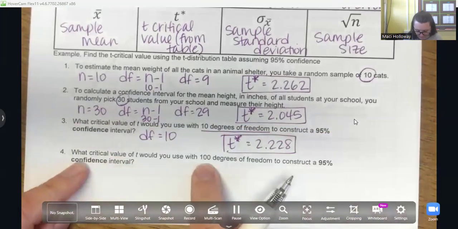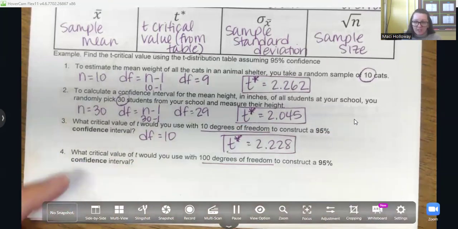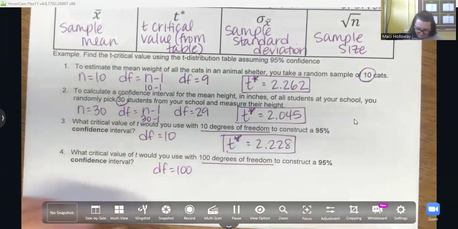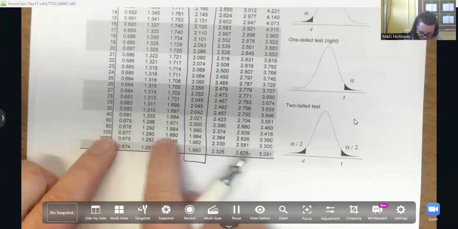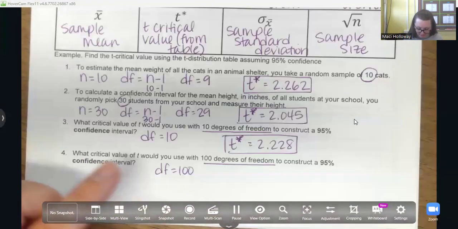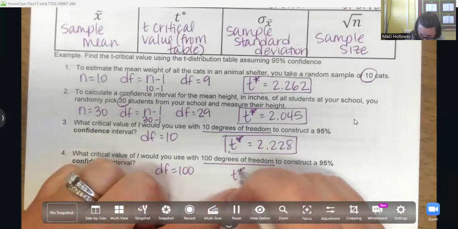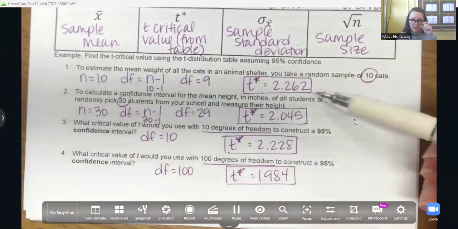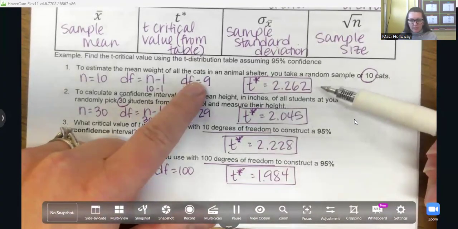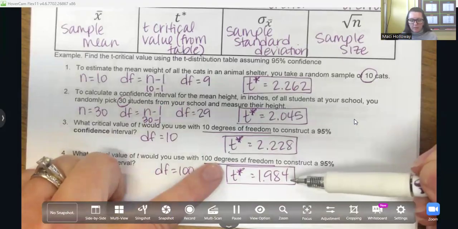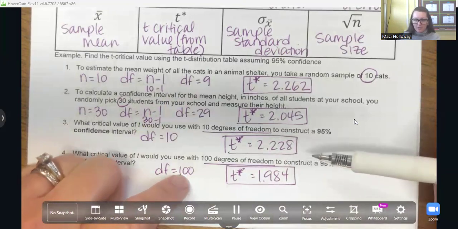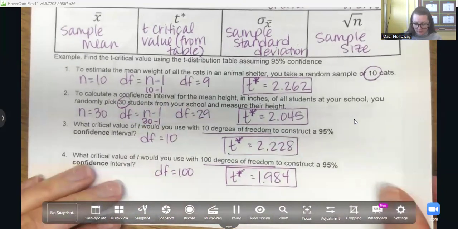All right, last one. What critical value of T would you use with 100 degrees of freedom? So this is probably going to be pretty small because that's a very large sample size, right? So if our degrees of freedom is 100, I'm going to use my table to go to my column here, 1.984. So T critical is 1.984. So again, notice that as we increase our sample size from 9 to 100, even though I'm still at 95%, I can be more precise when my sample size is larger, right? Because it's going to be closer to that actual population mean.